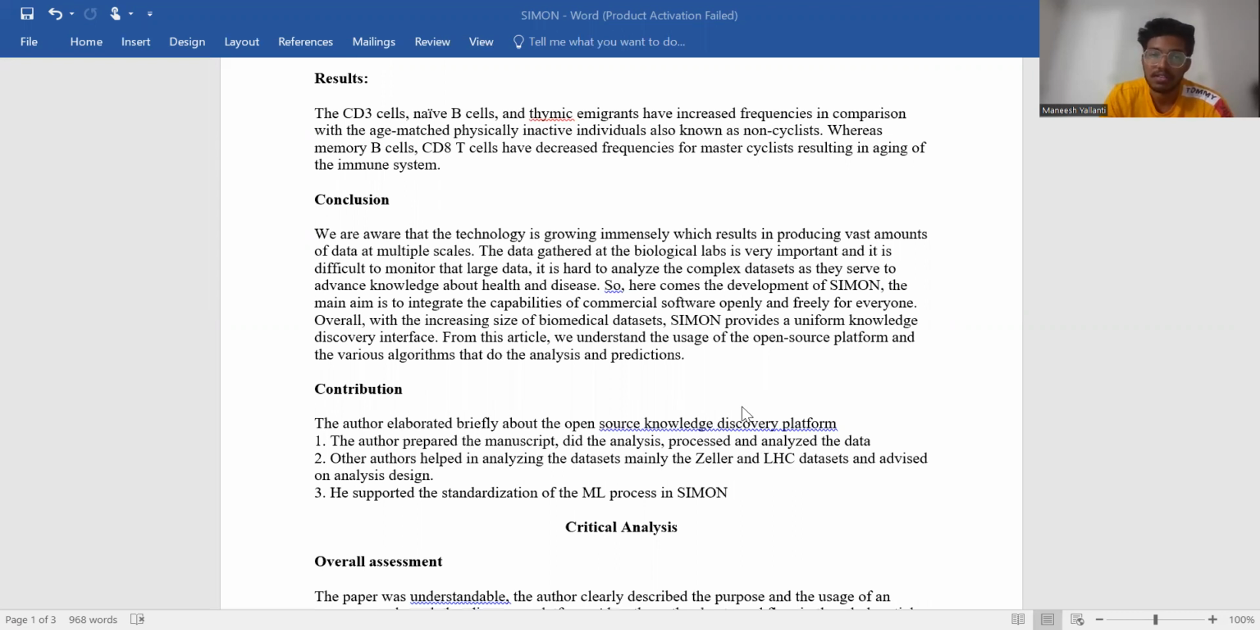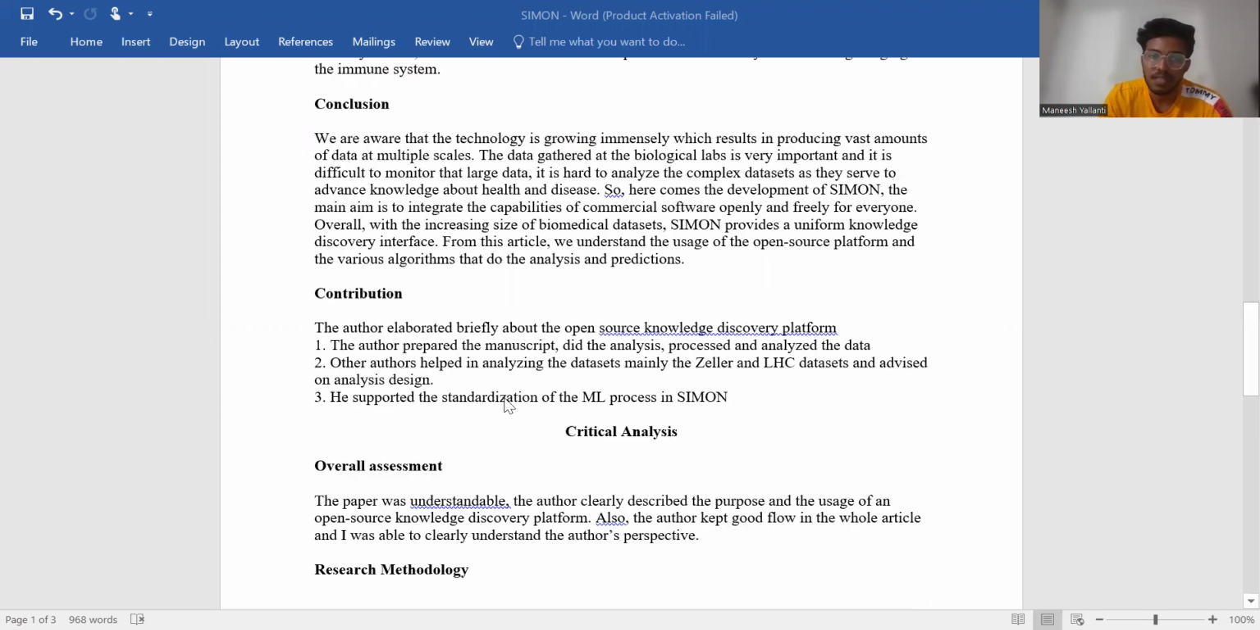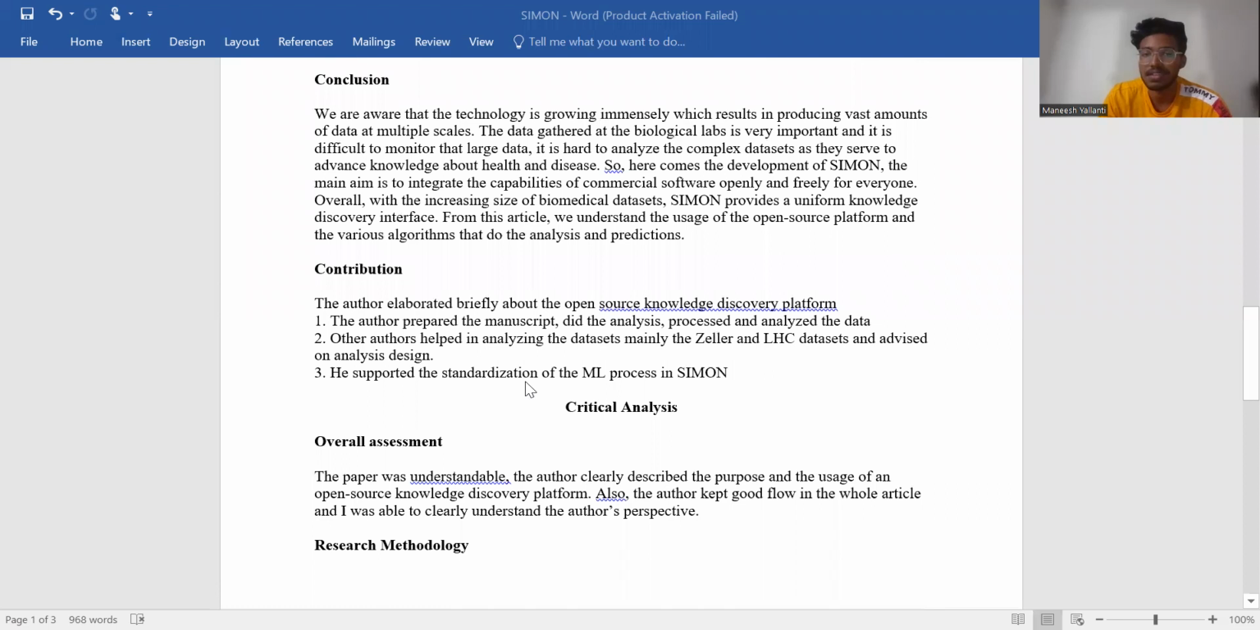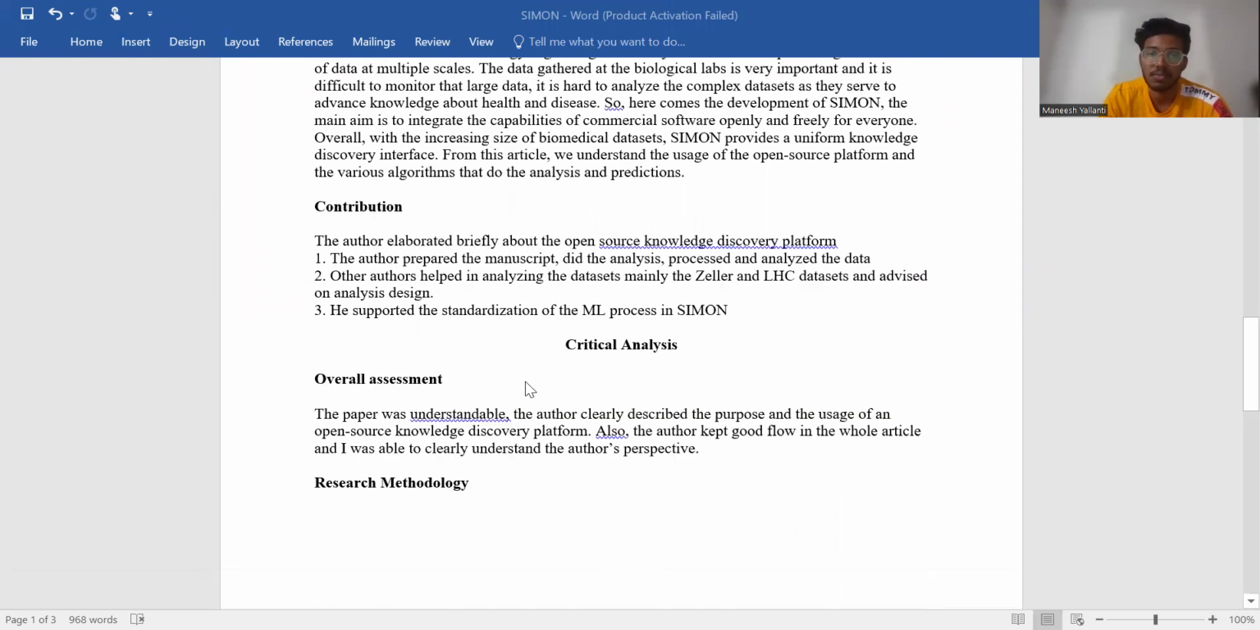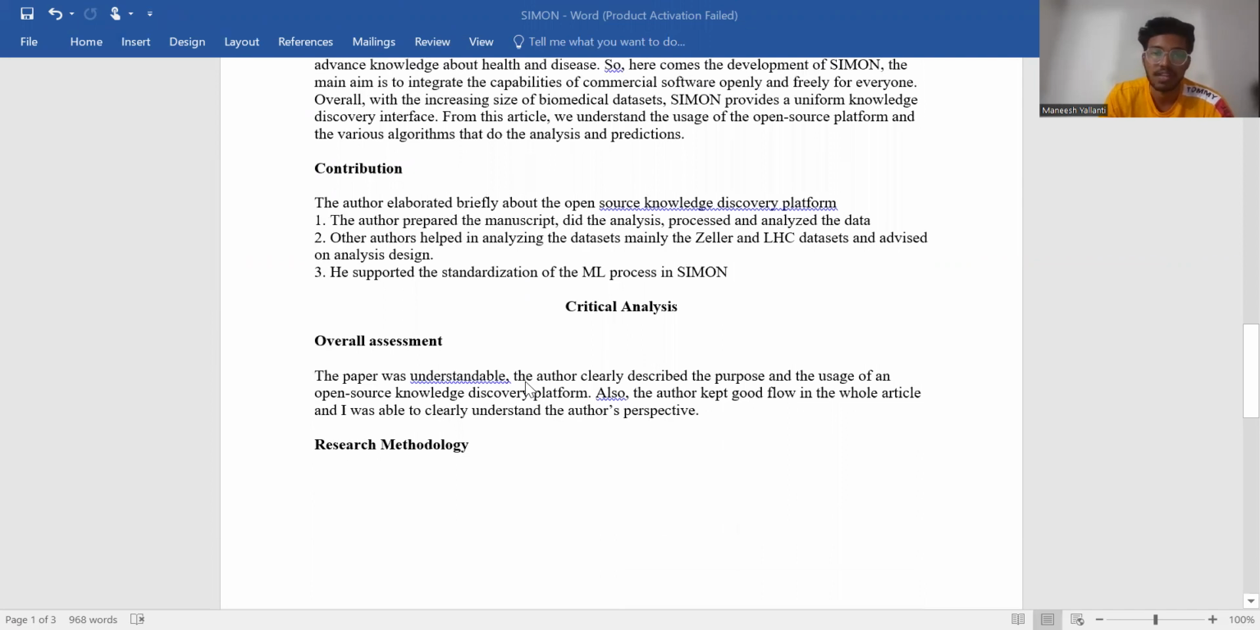From this article, we understand the usage of open source platforms and the various algorithms that do the analysis and predictions. Contribution. The author elaborated briefly about the open source knowledge discovery platform. The author prepared the manuscript, did the analysis, and processed and analyzed the data. Other authors helped in analyzing datasets, mainly the Zeller and LHC datasets, and advised on analysis design. He supported the standardization of the ML process in Simon.